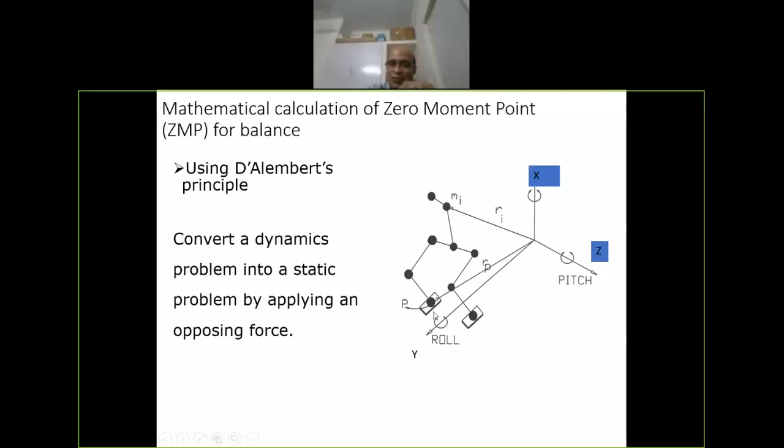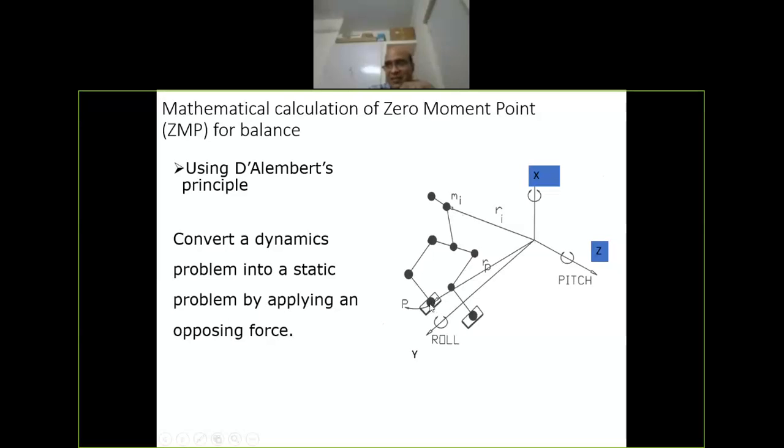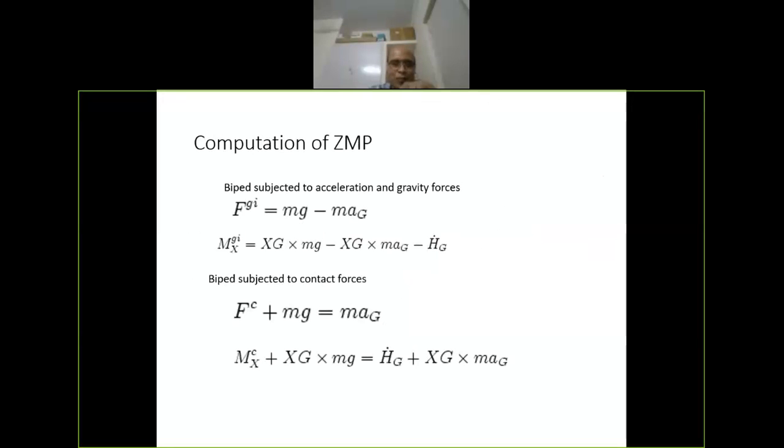Because one leg is in the air and one leg is on the ground, each of these masses has a force acting downward. So there is going to be this force times the distance from this point P. That will be a moment. So there are also going to be moments due to mg and because of ma. Now these moments have to be balanced. If the moments are not balanced, then the system is going to fall. So this balance is taken care of by the zero moment point.